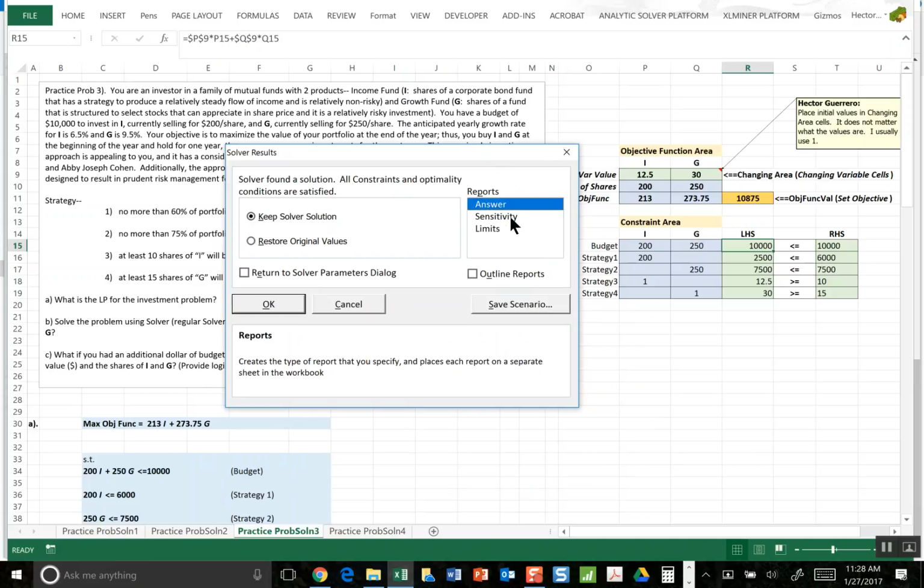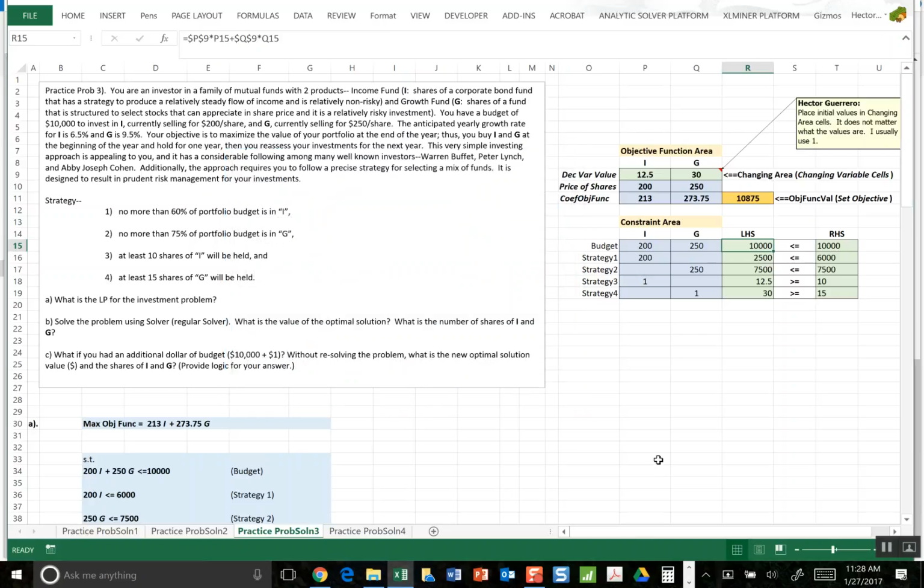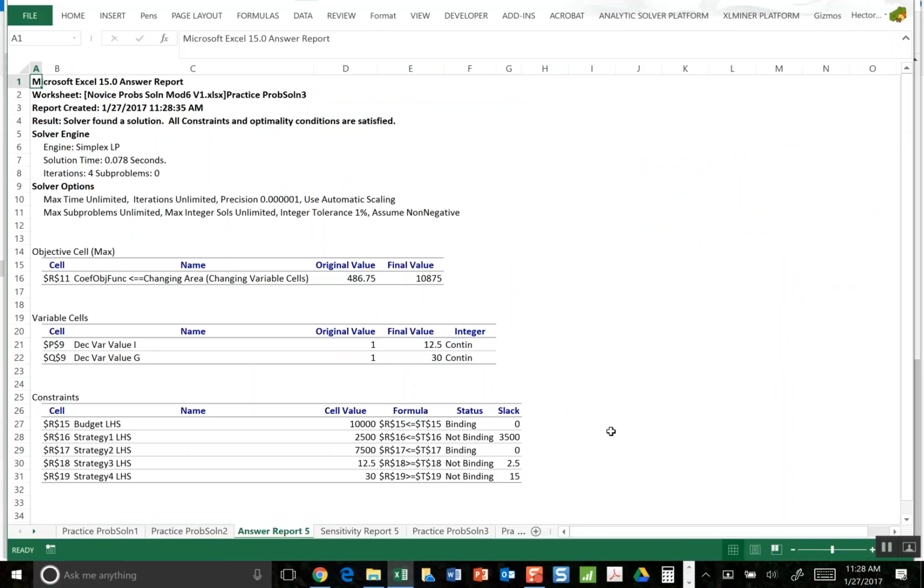I want the answer report and the sensitivity report to begin to answer questions B and C. Here's the answer report. The answer report tells me that the value of the decision variable I is 12.5. The decision variable G is 30. It also gives me information on the final value of the objective function, which is 10,875. And down here we see something about the constraints.